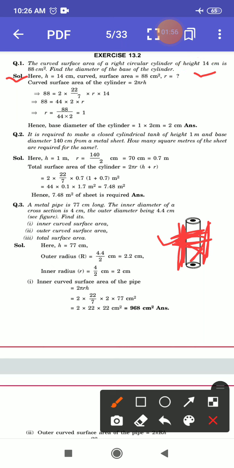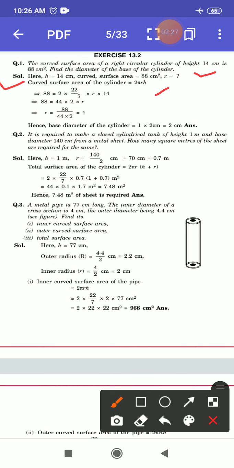Then in this question you have to find the diameter of the base. So that means you have to find the diameter; the height and curved surface area are given. So here h is equal to 14 centimeter, and CSA, that is curved surface area, is 88 centimeter square, and you have to find the radius. Then what is the formula? I will tell you. The CSA, curved surface area, is equal to 2 pi r h.